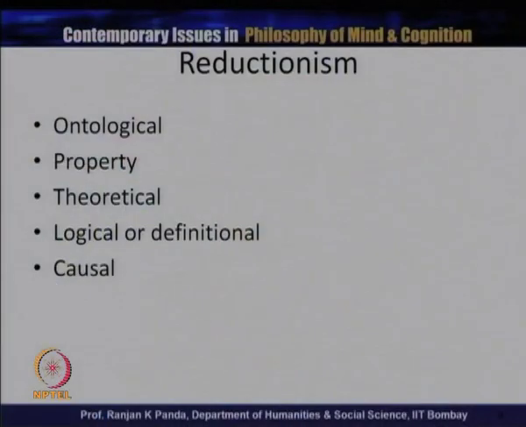One kind of reduction is ontological reduction. There could be property reduction, theoretical reduction, logical or definitional reduction, and causal reduction. Now, what kind of reductionism is Searle opposing? It is important to understand this if we need to have a critical study of Searle's objection to reductionism. So, first is ontological reduction.